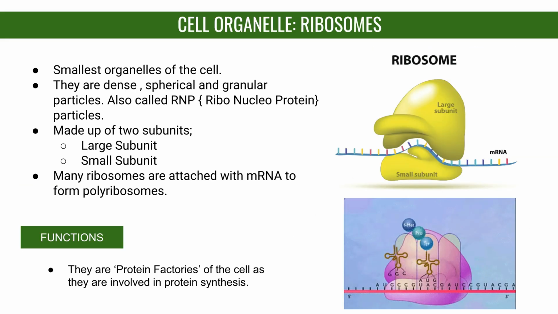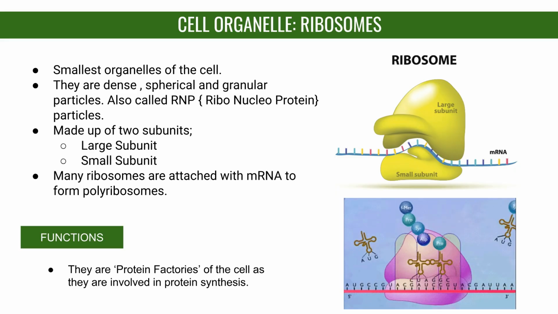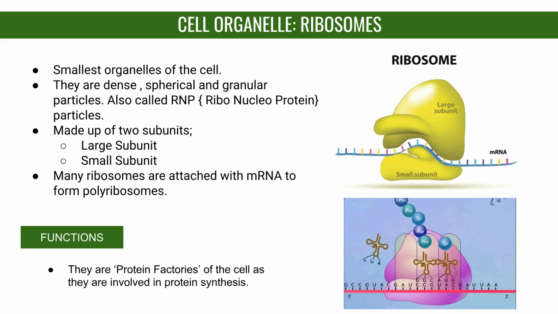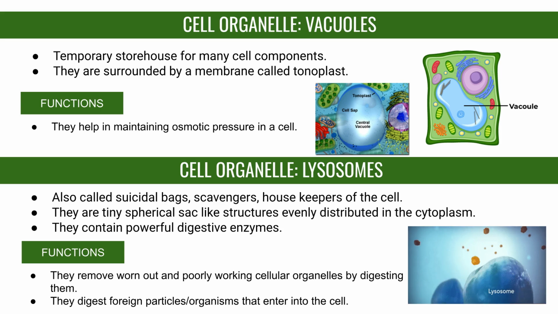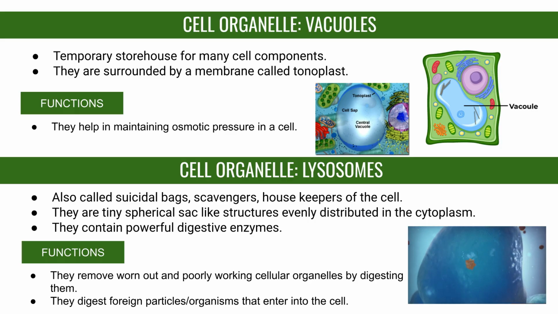Ribosomes are the smallest organelles, dense, spherical, and granular RNP particles made of large and small subunits. They attach to mRNA to form polyribosomes. They are known as the protein factories of the cell, as they are crucial for protein synthesis. Vacuoles are temporary storehouses surrounded by a membrane called the tonoplast, and they help maintain osmotic pressure.